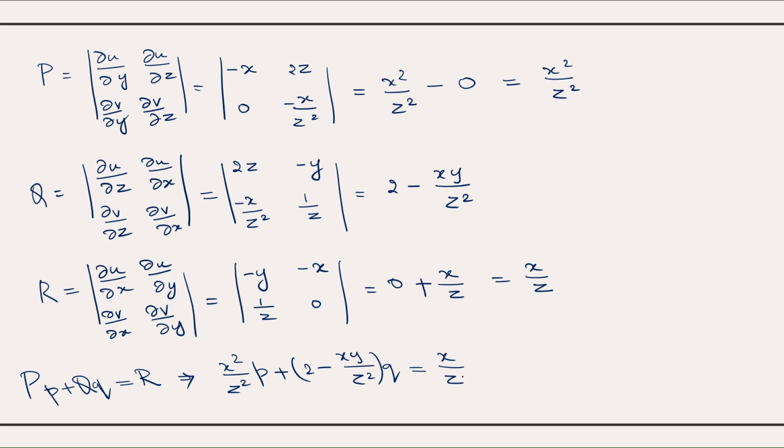So here z square is common in the denominator on the left hand side, and z is common on the right hand side. On the left hand side, let us take z square as LCM. So this gives you the answer x square p plus (2z square minus xy) into q is equal to xz. So this is the corresponding partial differential equation we have obtained by eliminating the arbitrary function phi.